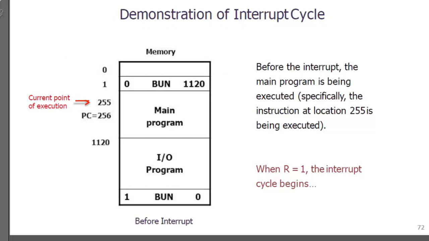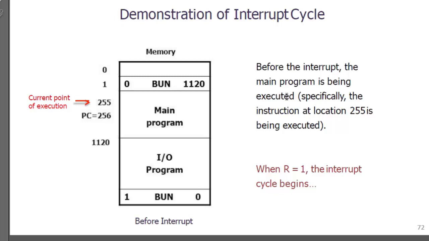So this is a demonstration of the interrupt cycle. Here you can see that this is a diagram before interrupt. Before interrupt, the current point of execution was 255. That means the processor was executing the instruction that is in location 255 in the memory, and the program counter has contents 256. 256 is the address of the next instruction.